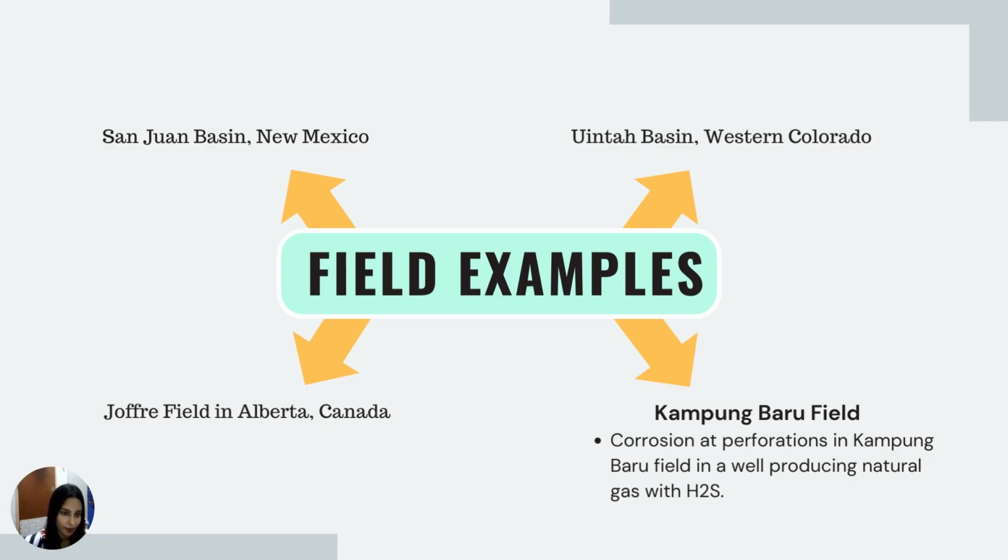And next is the field examples. There are a few fields that have conducted this kind of interpretation and measurement, whereby they use ETG to measure the corrosion. Some of them are San Juan Basin in New Mexico, Uinta Basin in Western Colorado, Joffre Field in Alberta, Canada, and also Kampong Baru Field. For Kampong Baru Field, in detail, they mentioned that there was corrosion at some of the perforation zones, and this is caused by H2S because it is a well that produced natural gas together with H2S. So therefore, corrosion was happening in this field as well.